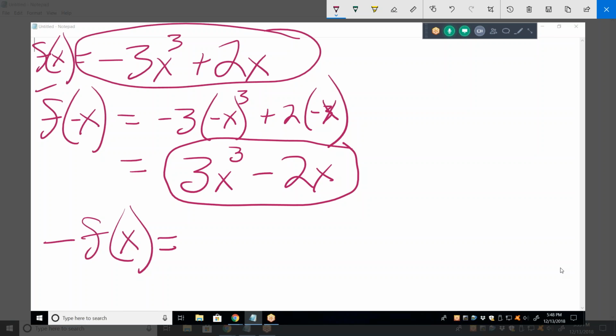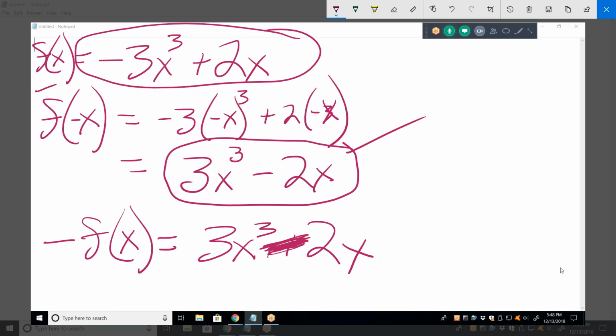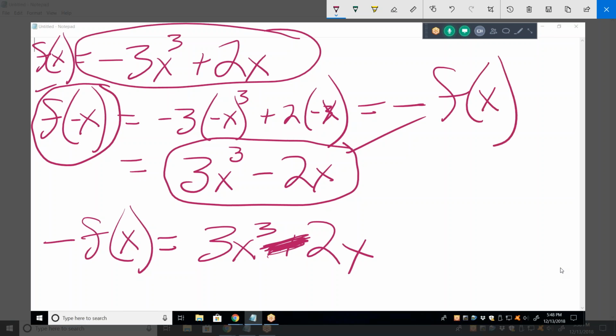It's not f of x for sure, but it is negative f of x. In other words, if I put a negative sign in front of both of those terms, I get 3x cubed minus 2x, which is that. In other words, f of negative x is equal to negative f of x. That makes it odd.